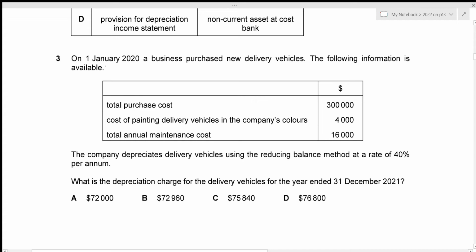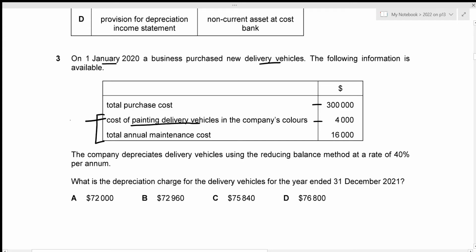On 1st January 2020, a business purchased new delivery vehicles. The following information is available. So we're given the total purchase cost of 300,000. The cost of painting delivery vehicles in the company's colors is 4,000. Now, the very important thing to do will be to categorize these costs as a capital expenditure or revenue expenditure. And capital expenditures are those expenditures that only occur once, right? And we're talking about painting the delivery vehicles. So once those vehicles have been painted, they do not need to be painted time and again. So we can categorize it as a non-recurring expense.